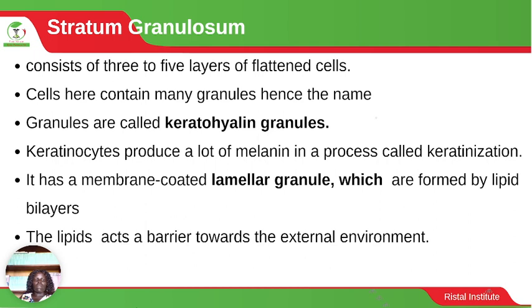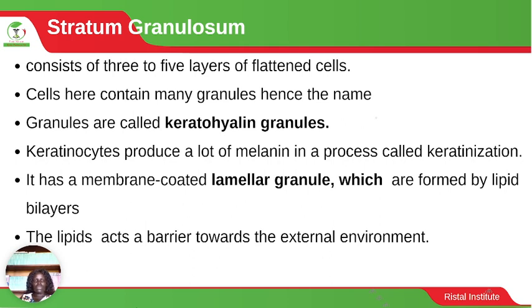Stratum granulosum consists of 3 to 5 layers of flattened cells. Cells here contain many granules, hence the name. Granules are called keratohyalin granules.